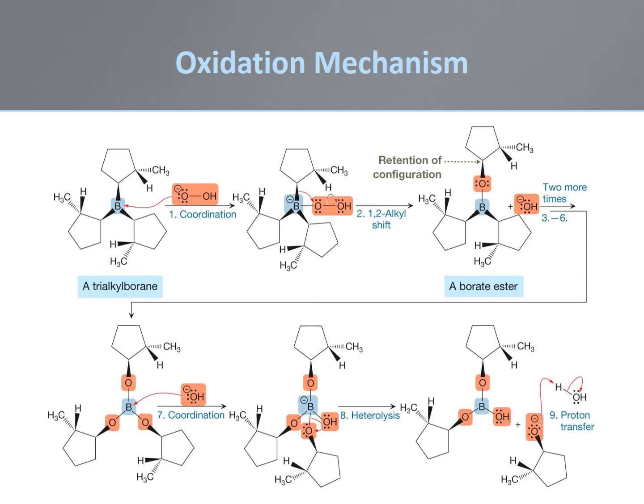The mechanism for the conversion of the trialkyl borane to the alcohol involves coordination of the peroxide anion with the trialkyl borane. One of the alkyl groups then migrates from the boron to the oxygen to form a borate ester. It is important to note that this migration occurs with retention of configuration at the migrating carbon atom. The net result is that the syn orientation is maintained between the hydrogen and the oxygen. The process is repeated until all 3 alkyl groups have migrated from boron to oxygen. Then each alkoxy group is replaced with a hydroxyl and is then protonated to form the product alcohol.